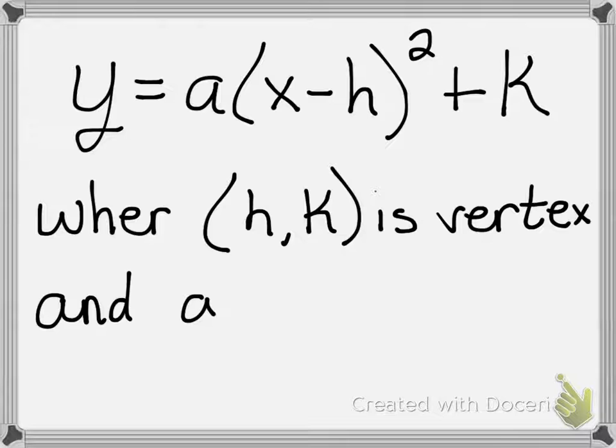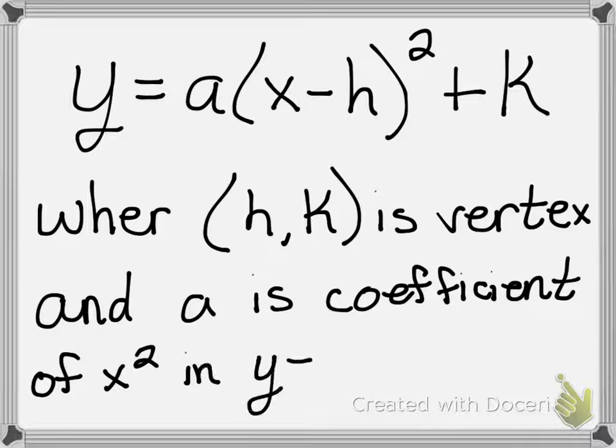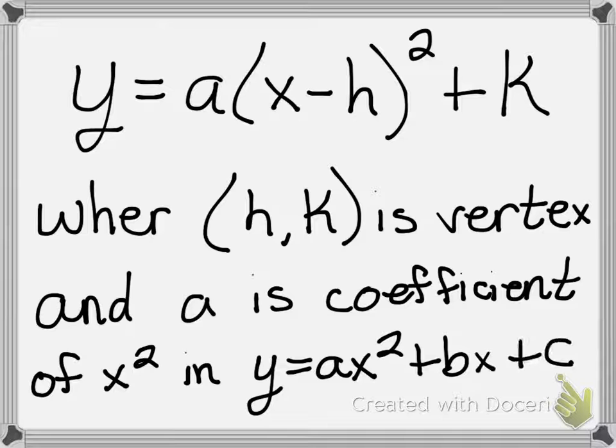And the a value is the coefficient in the normal quadratic form. So you see a is here, a is also there in the normal equation. So those are going to be the same values. So let's do a couple examples.